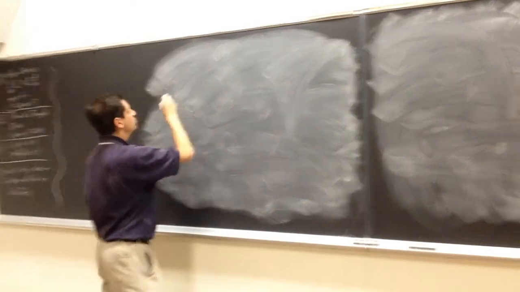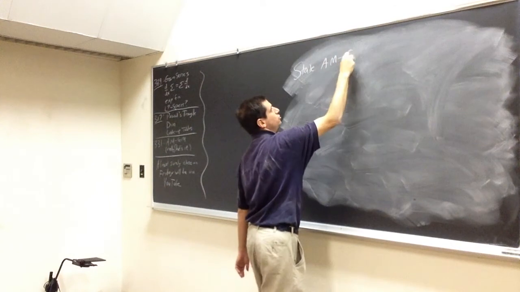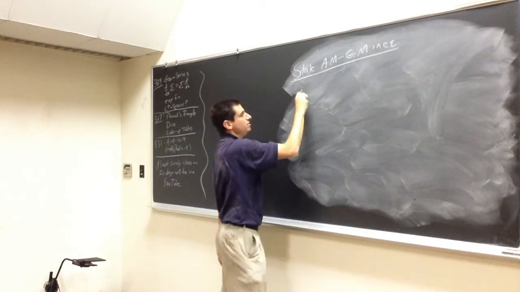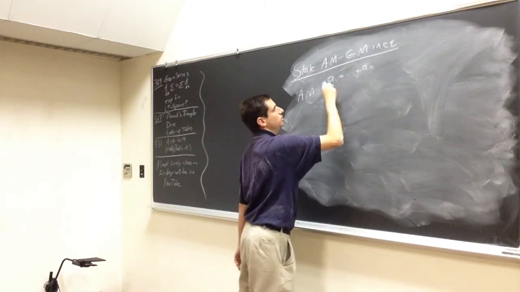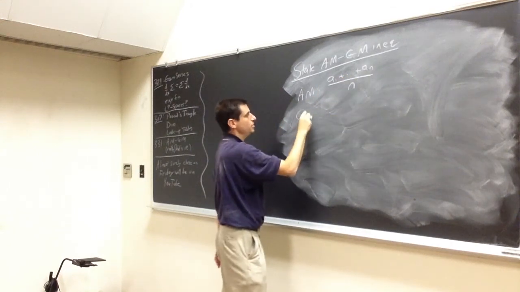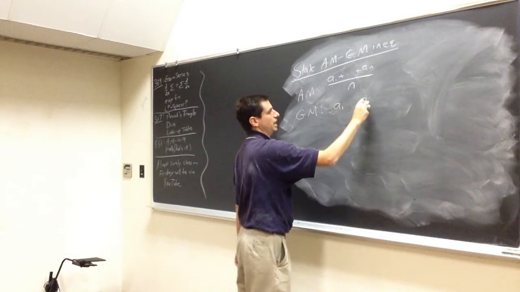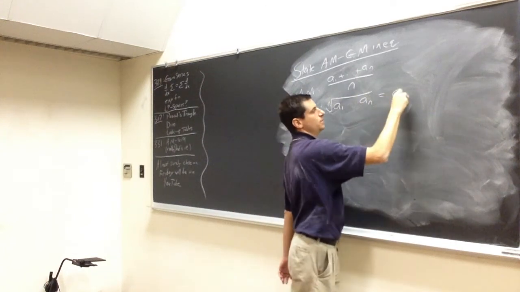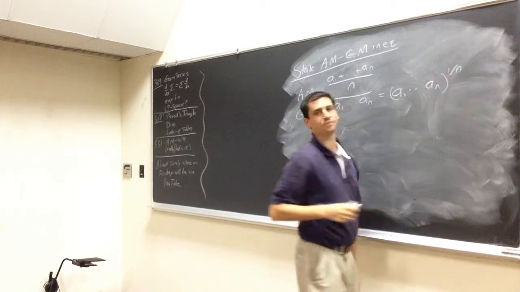All right, so first, we should probably state the arithmetic mean, geometric mean inequality. So the arithmetic mean is going to be (a1 plus ... plus an) over n. The geometric mean is the product a1 ... an, and then take the nth root. Or if you prefer, (a1 ... an) to the 1 over n.